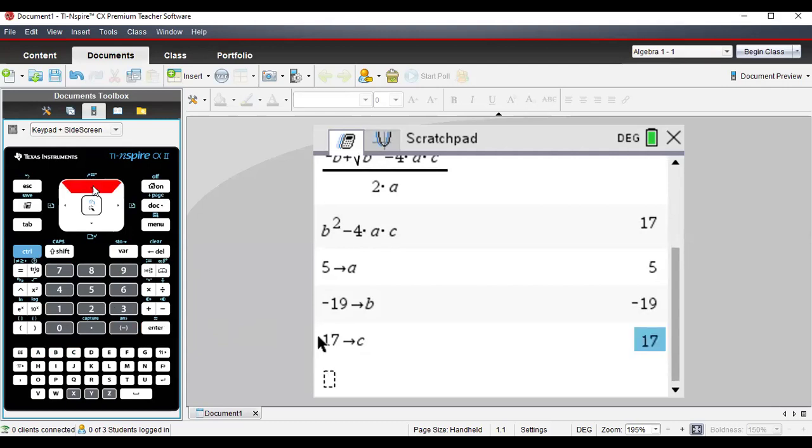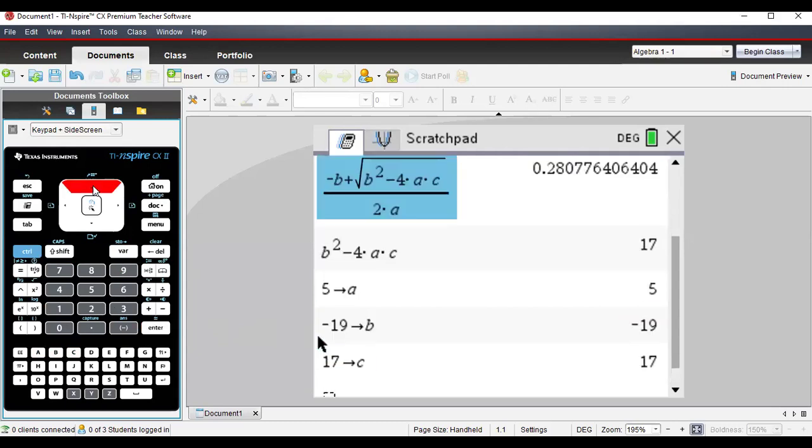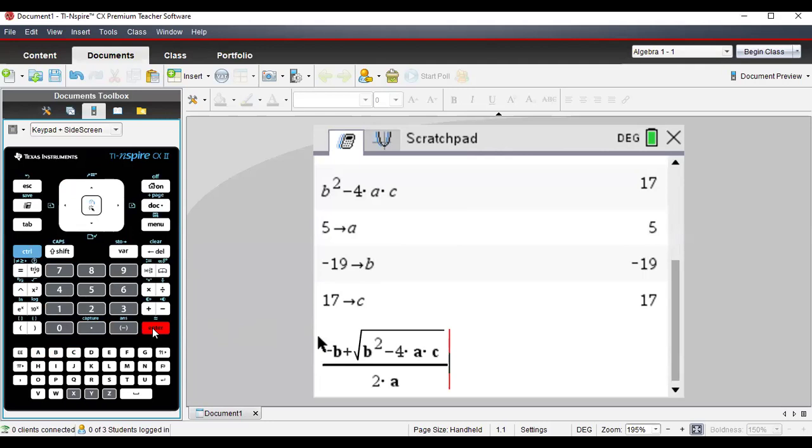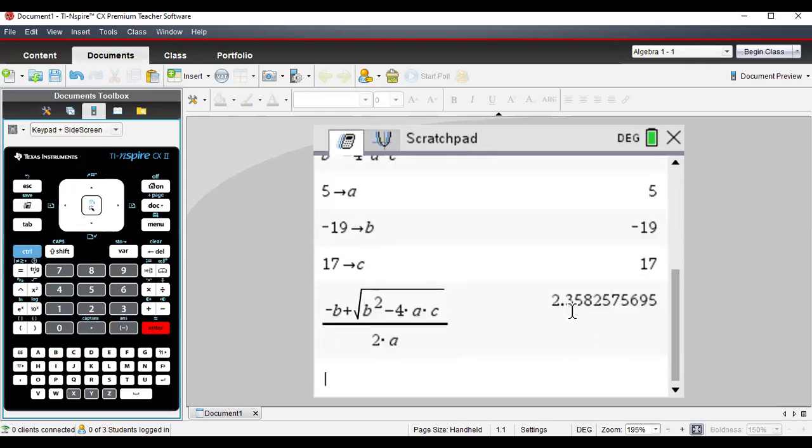Now I'm going to go up and show you. I'm going to get an irrational root. I already know that. So when I press enter, you see it's got 3, 5, 8, 2, 5, 7, 5, 6, 9, 5. So that's an irrational root. They don't want us to leave it as a decimal. They want us to leave it in fraction form.